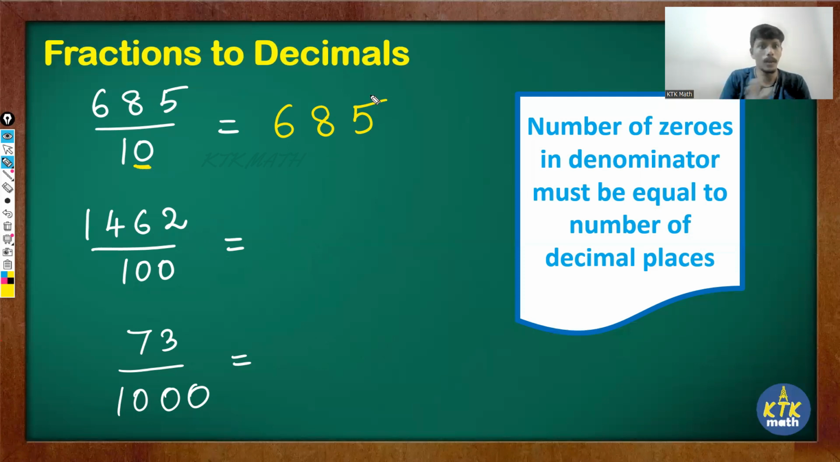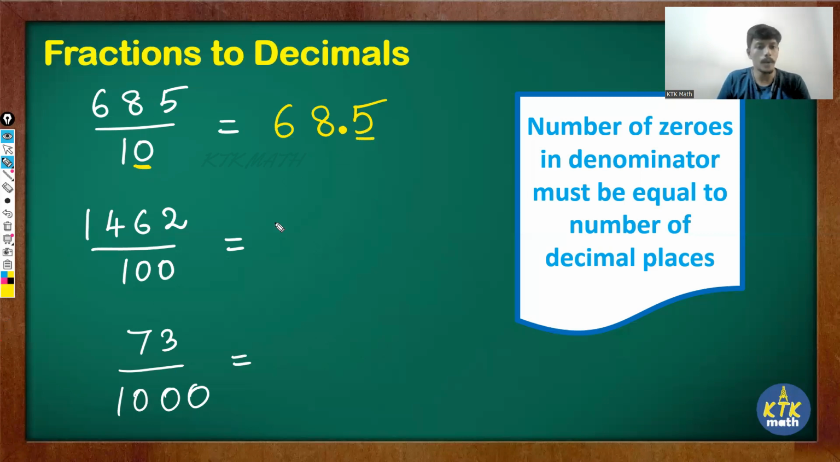So from the right, not from the left, from the right, from the end, you need to consider. From the end, you leave one number and keep a decimal point. So 68.5 is the decimal form of 685 by 10. You can check, 1 zero, so the point comes after one number.